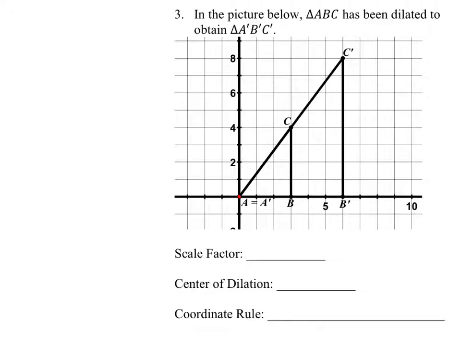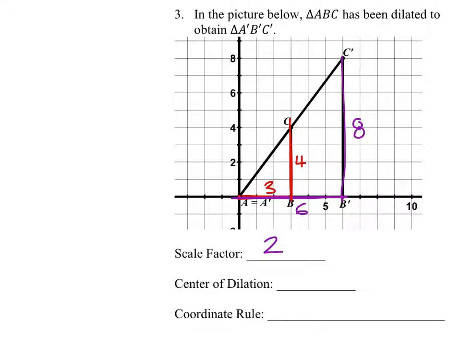In the picture below, triangle ABC has been dilated to obtain triangle A prime, B prime, C prime. So to find the scale factor, we just need to find the lengths of one of the original lengths, AB, which is 3, compared to A prime B prime, which is 6. So that would give us a scale factor of 2. We can use any of the other lines as well. So BC is a length of 4, and B prime C prime is a length of 8, which gives us a scale factor of 2.